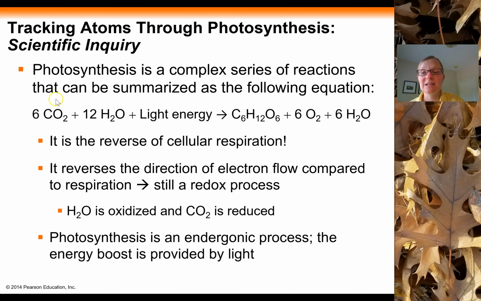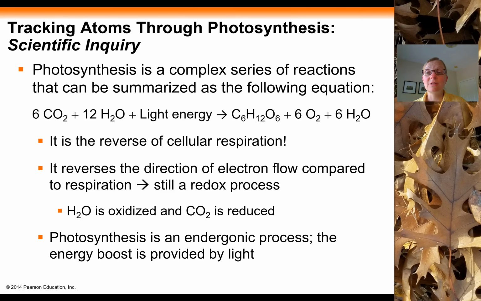All right, so we've got 6 carbon dioxide molecules, 12 water molecules, and light energy. Those are going to be things that are used within the chemical reaction, and the products produced are going to be complex organic molecules like glucose, for example, 6 molecules of oxygen, 6 molecules of water. So not only do plants use water, but they actually also produce water as a result of photosynthesis.